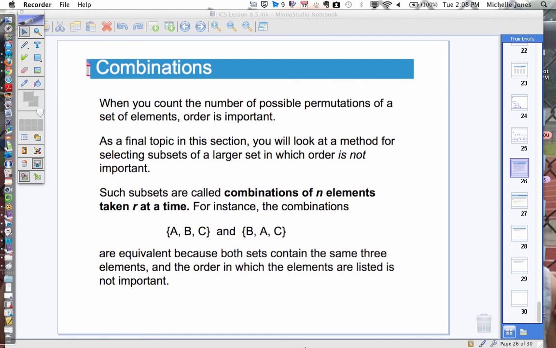All right, Intro to Calc and Statistics. This is still 8.5, combinations. So my fancy pen isn't working, so we're just going to have to go through this and see what we can do. So you want to write this down.